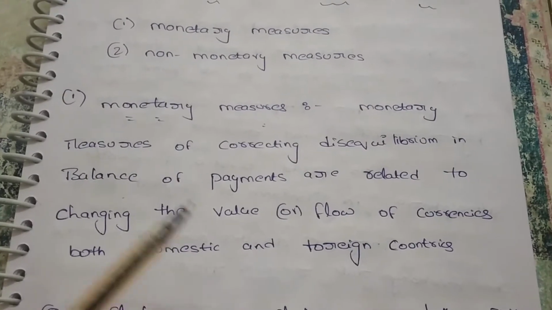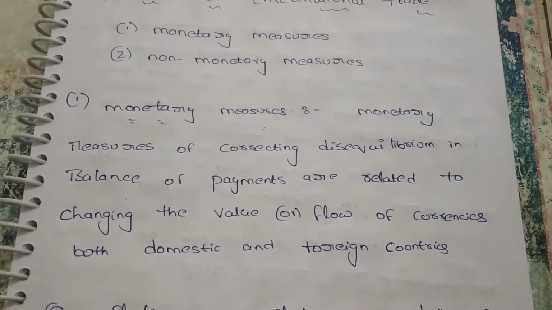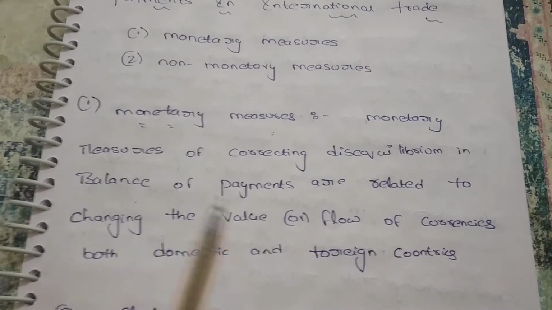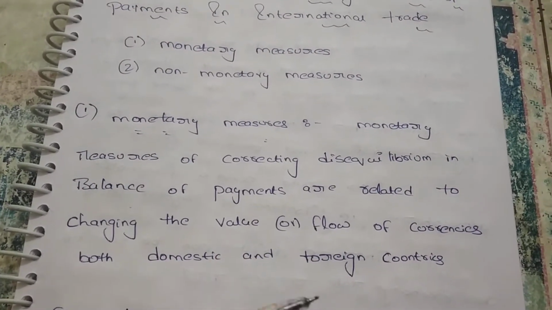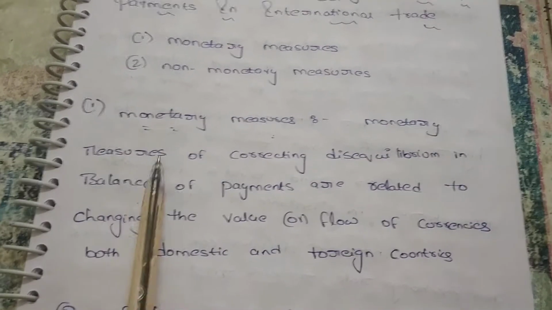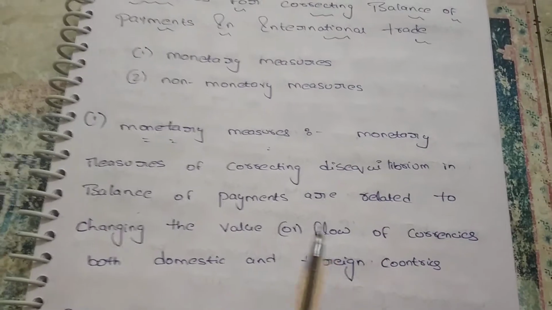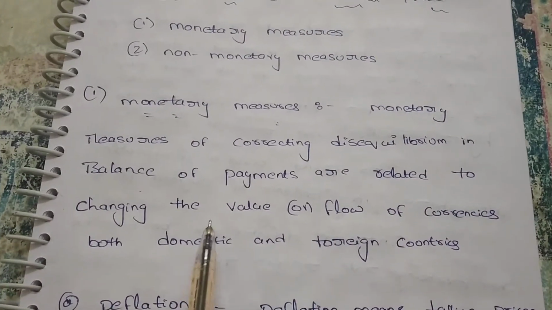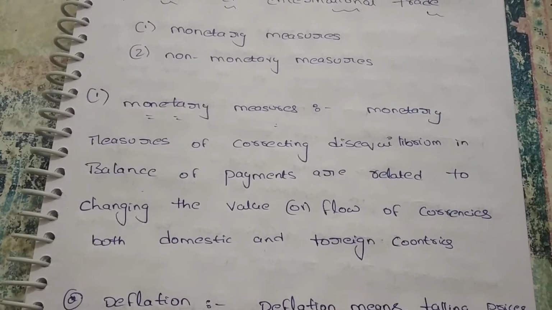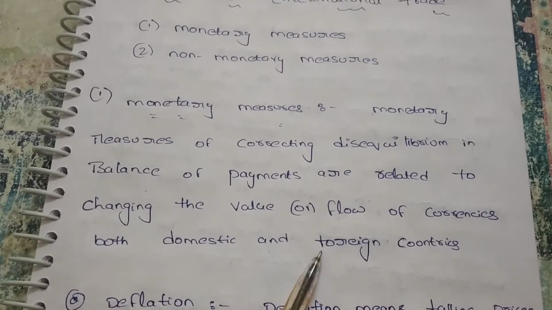We can say that it is a monetary measure, both domestic and foreign. It changes the value or flow of currency, both domestic currency and foreign currency. Monetary measures include money transactions between two currencies, transferring currency from one country to another. Here, changing the value of flow of currency means exchanging value, receiving or paying, both domestic and foreign countries.